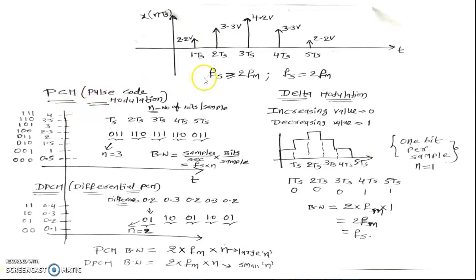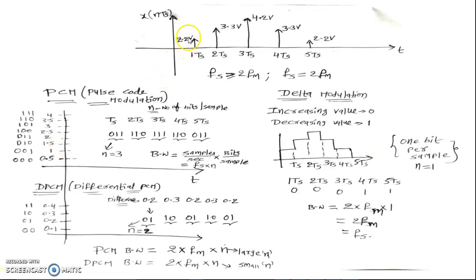Now in PCM, this sampled signal is quantized. Let us consider the quantization levels: I am taking 0.5 as one quantization level, 1 as one quantization level, 1.5 as one quantization level. Observe this: there is no quantization level or voltage level in between 0.5 and 1. That is, we are making the amplitude discrete here.